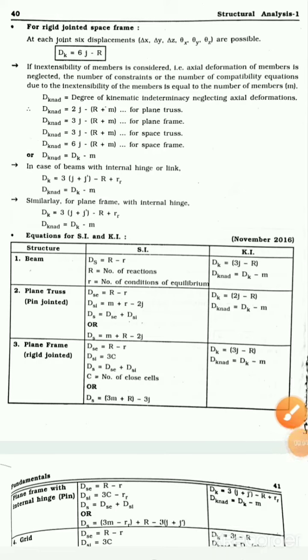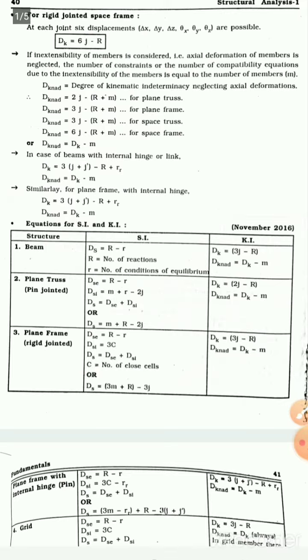Everyone, now in our structure analysis 1, today we are going to see some equations of static indeterminacy and kinematic indeterminacy. Before we go to our next topic, in a previous video we saw the possible displacements at various supports. There are different types of supports like a hinge or pin support, roller support, and fixed support. In a hinge support, vertical reaction will prevent vertical displacement, horizontal reaction will prevent horizontal displacement, and only rotation is permitted in the hinge support.